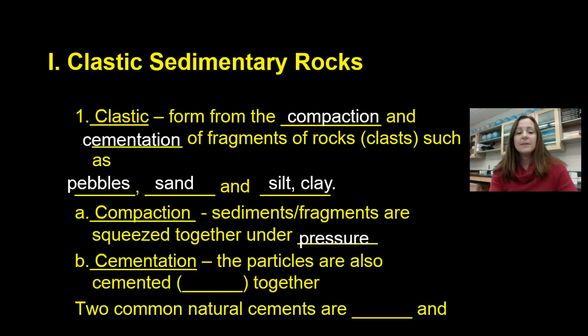Compaction is sediments that are squeezed together under pressure. And cementation, just like the word cement, is when the particles get glued together. So through the process of compaction and cementation, we form sedimentary rocks. Now the two common natural cements are calcite and quartz.